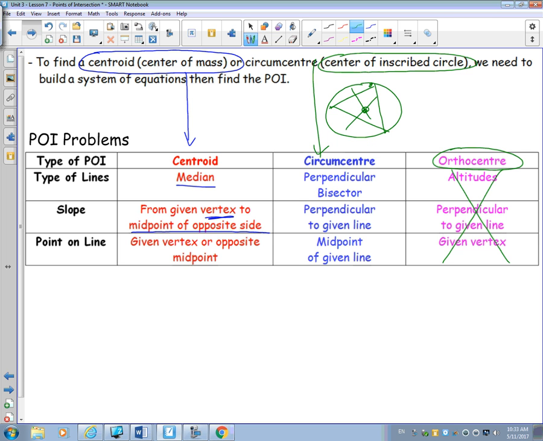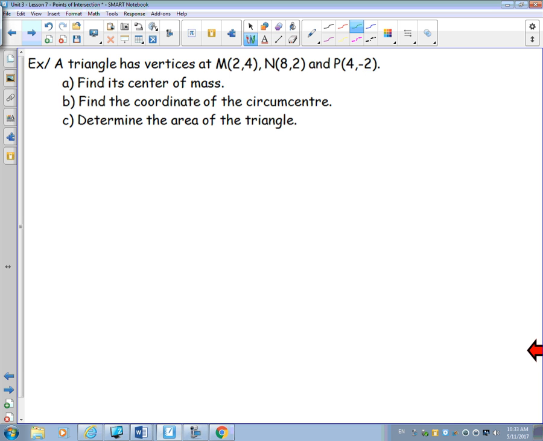So let's get started on these questions, and I would definitely print this one off because there's a lot of work to do in these questions.